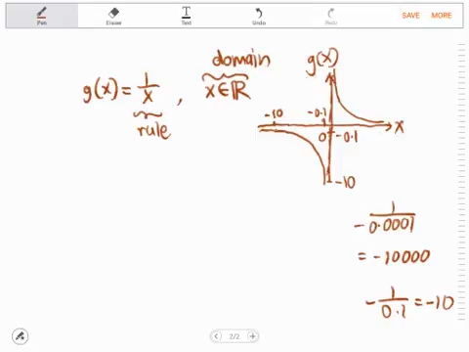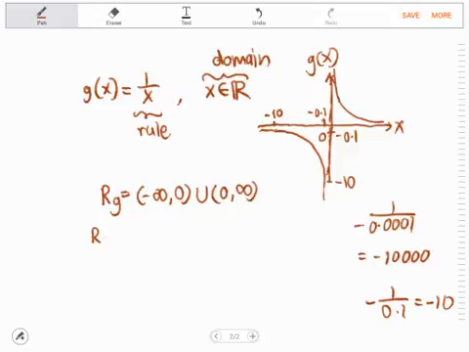Then what happens to the range? The range is the y values of the graph, or the vertical values of the graph. So you see that actually 0 is not part of the range. g(x) is never equal to 0, in fact. So the range of g is from negative infinity all the way closer to 0, but not touching it, union 0 all the way to infinity. This is one way of writing.